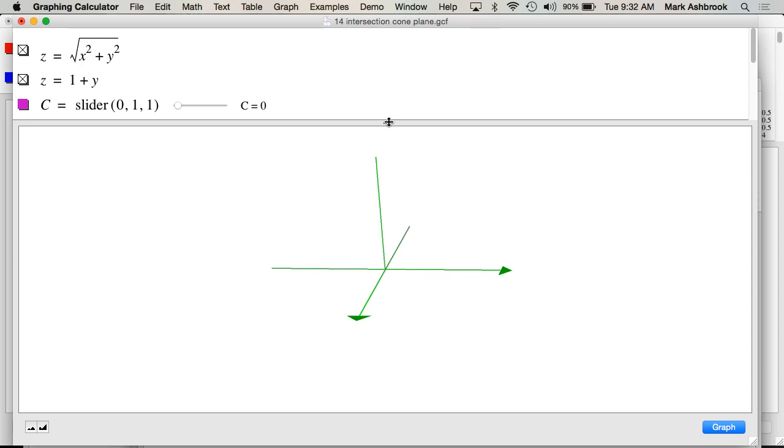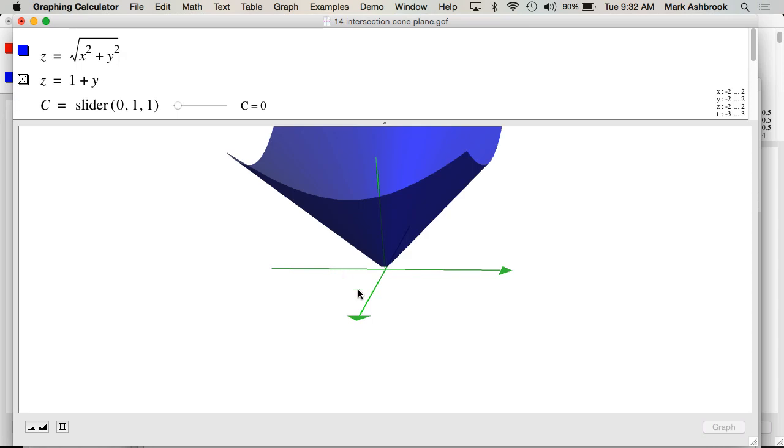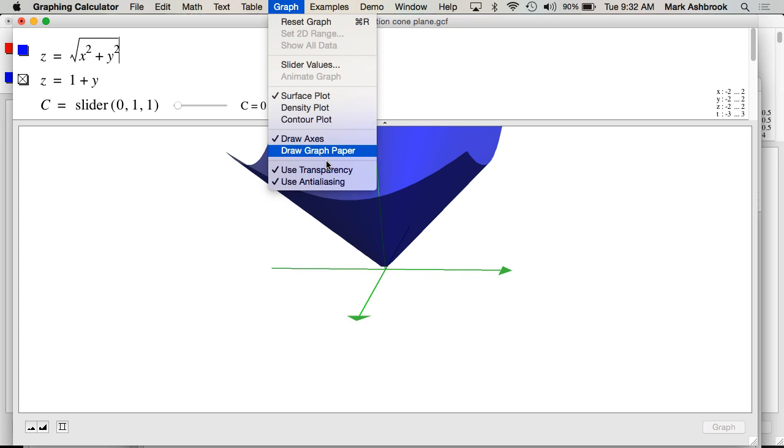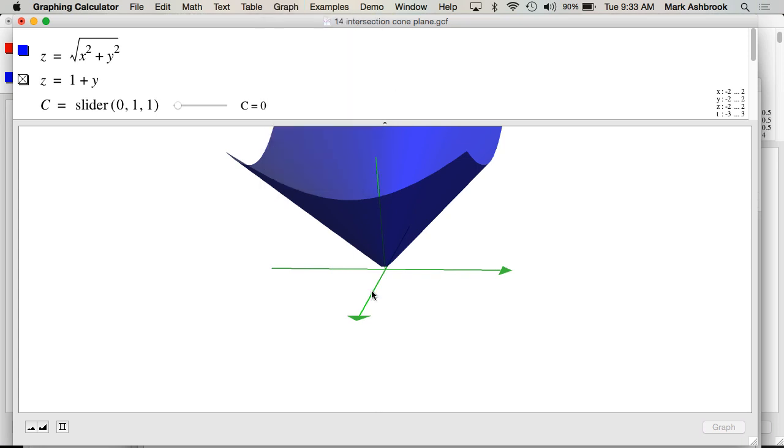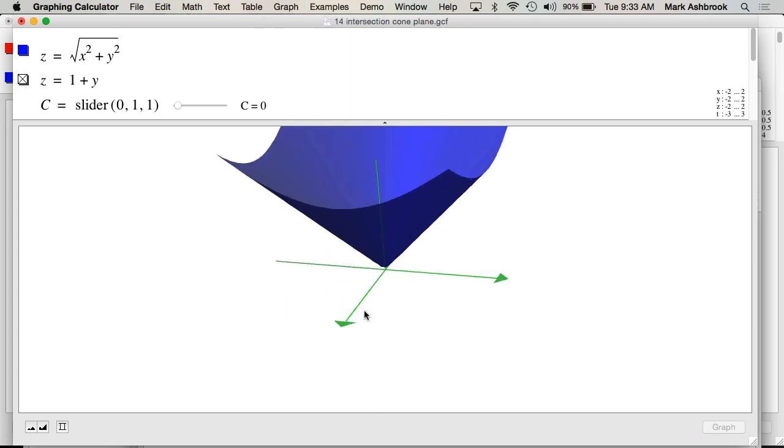What's that first thing? Half cone opening where? Positive z-axis. Okay, second thing is a line. It's a line in space. That's what it is, a line in space.